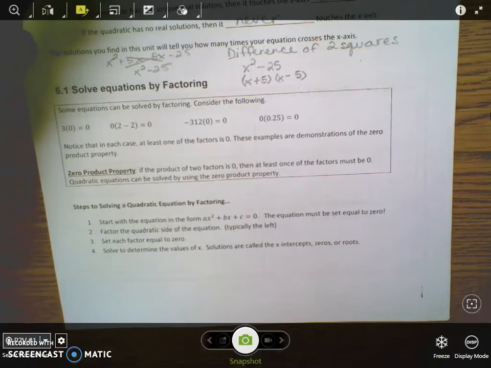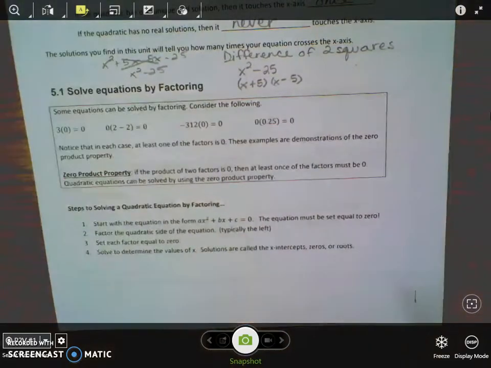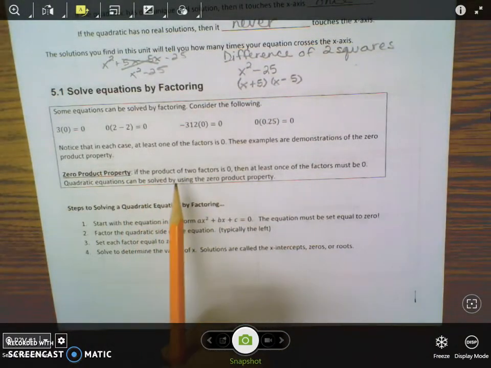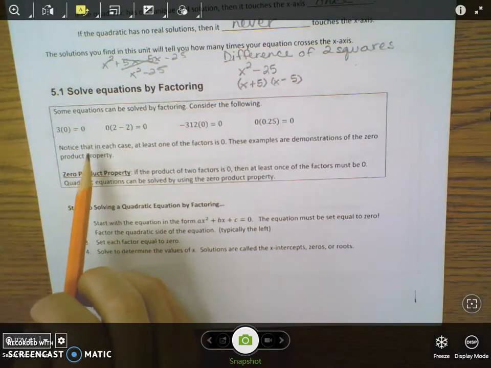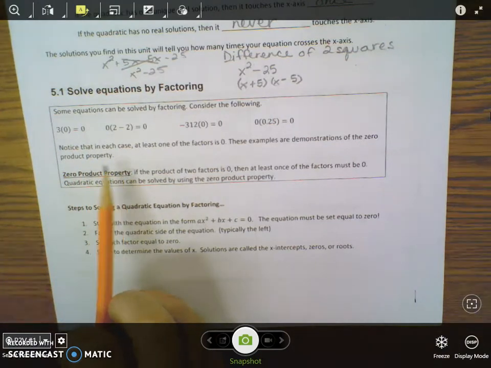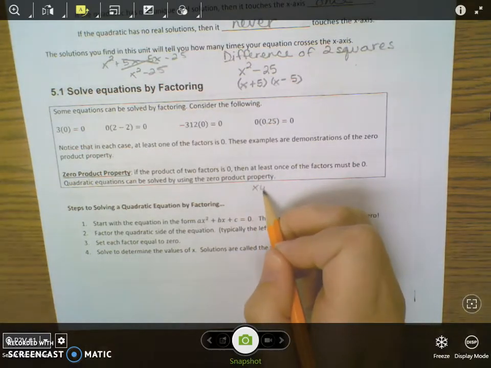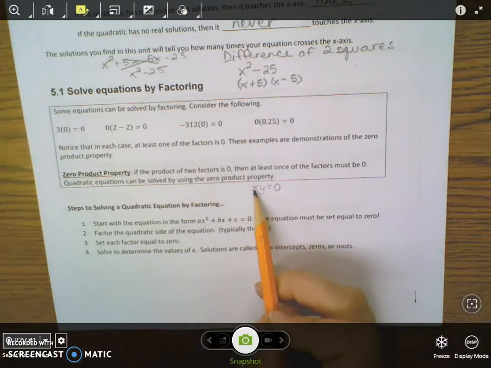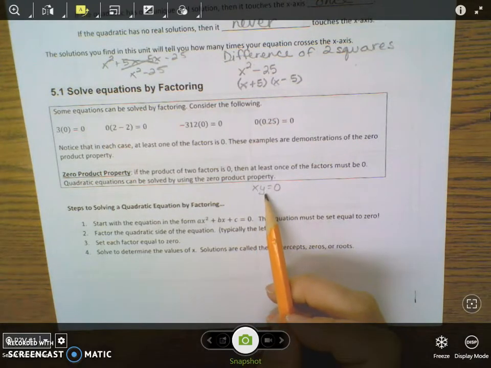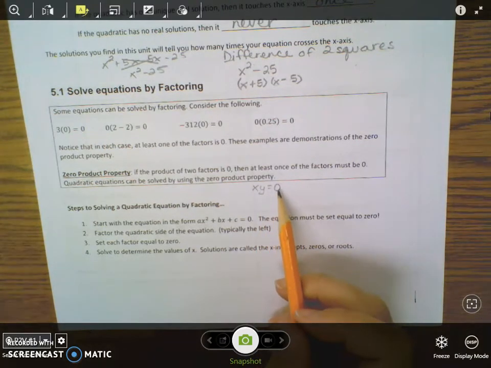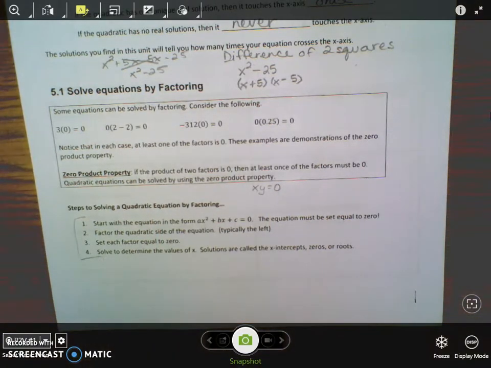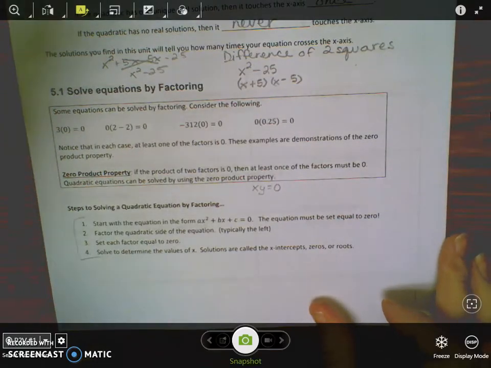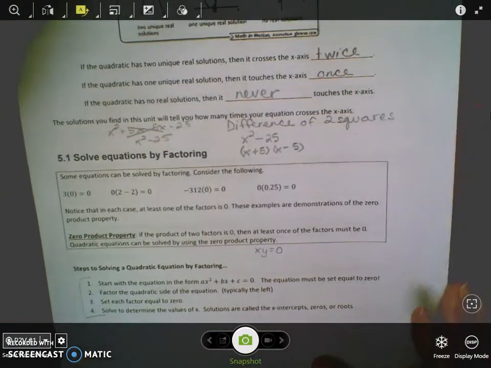so in general, the idea that we can use here is if there are two things that multiply to get 0, then at least one of those things has to be 0. So if I have xy equals 0, either x is going to equal 0 or y is going to equal 0. That has to be the case if their product equals 0. So we use that, and then here are the steps to solving a quadratic equation by factoring. So you can refer back to that when you need to.